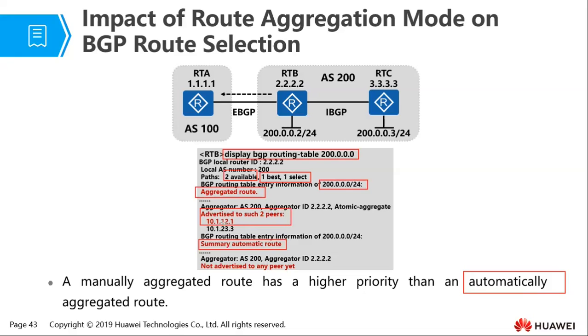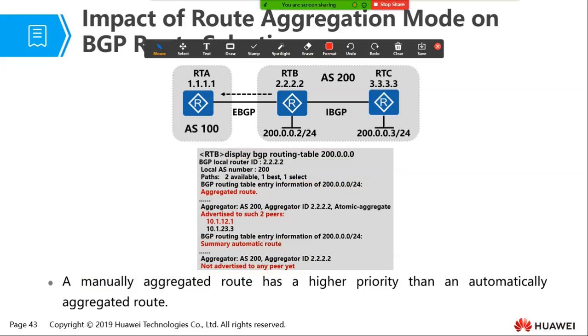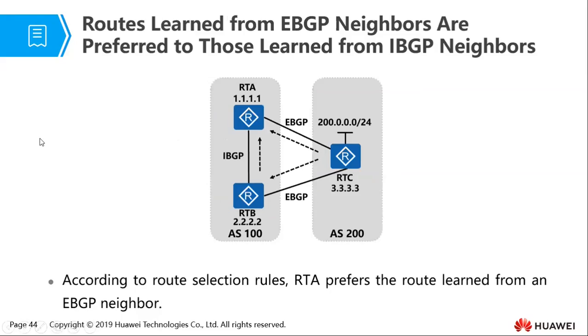And the peer that it has been advertised to is 10.1.12.1. But for the summary automatic route, you can see that it has not been advertised to any peer yet. So we are not advertising the automatically summarized route because it is the manually aggregated route that has a higher priority. So generally, that is what we are saying there.